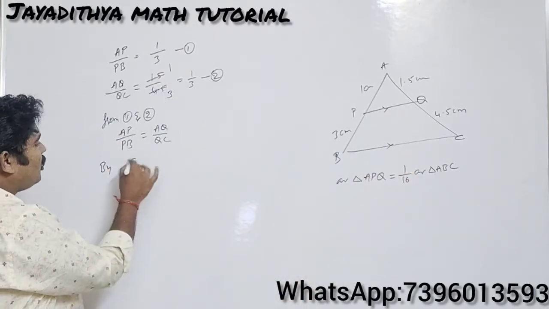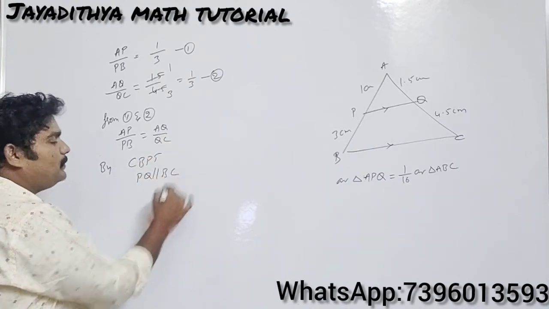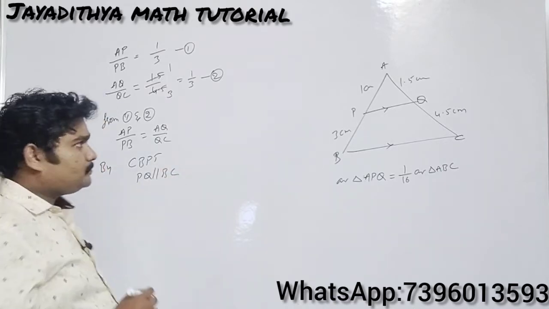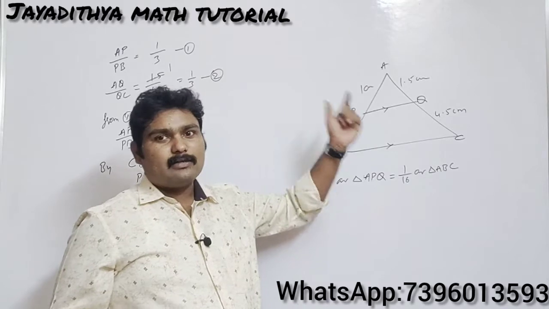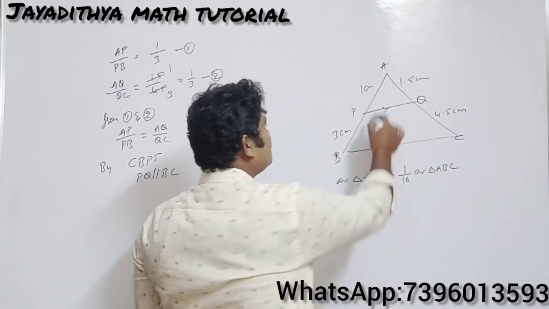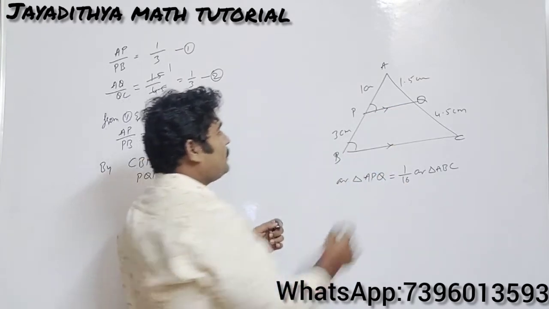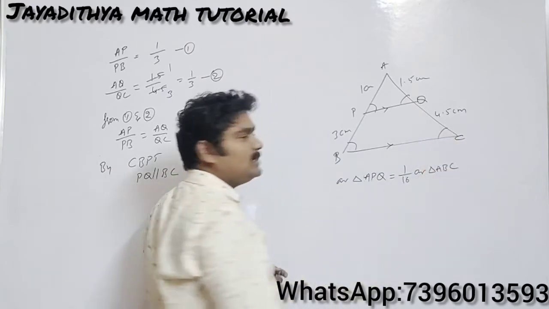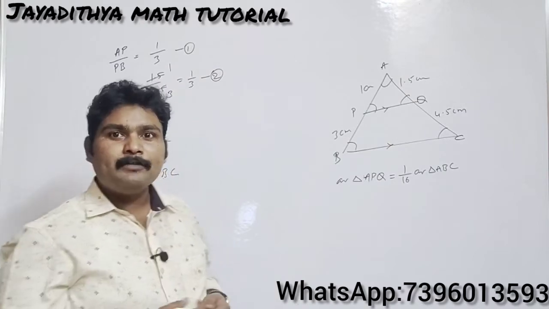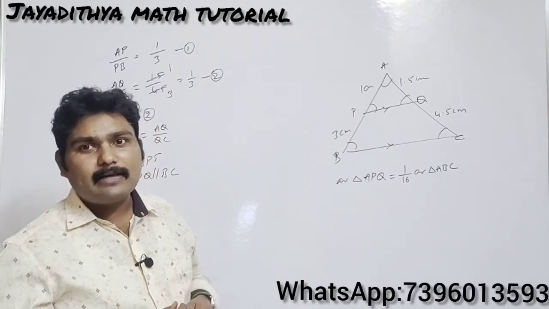So by converse of basic proportionality theorem, what can you write? PQ is parallel to BC. After this, what you need to do is show that these two triangles are similar. For that reason, as we have done in our previous class, angle P will be equal to angle B. Why? Because corresponding angles. And also angle Q will be equal to angle C, that is also corresponding angles. Or else you can take angle A is equal to angle A, that will be common angle. So if you show any two angles, that is enough to show that triangles are similar.